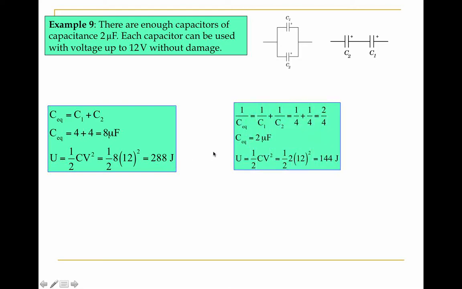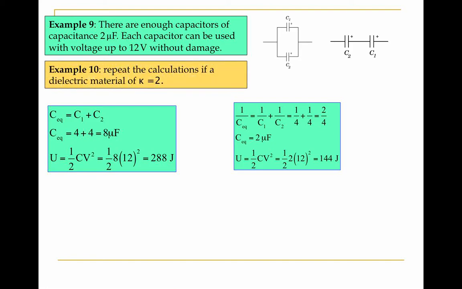Now, if I go to when they are connected in series, the equivalent capacitance, remember here it's 8, and here is only 2. And the energy is reduced also to 144. So that's one thing that you should notice: when you connect in series, you reduce the capacitance. If you connect in parallel, you increase the capacitance. The energy stored will be more if you connect in parallel than if you connect in series.